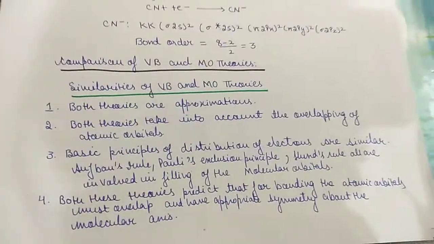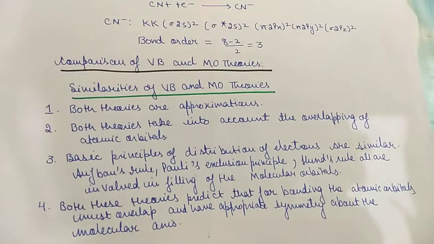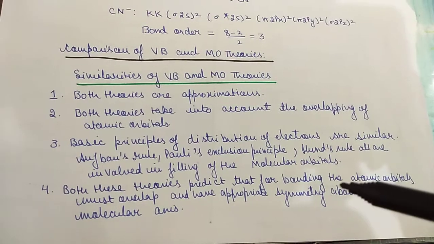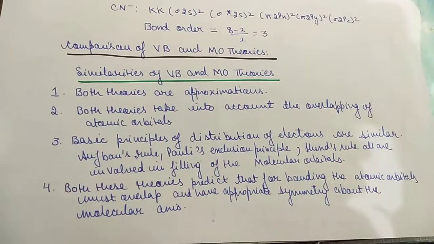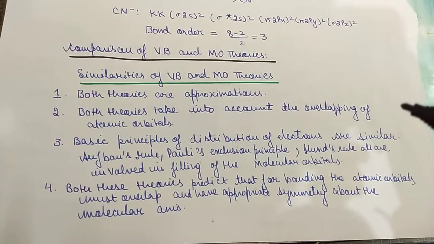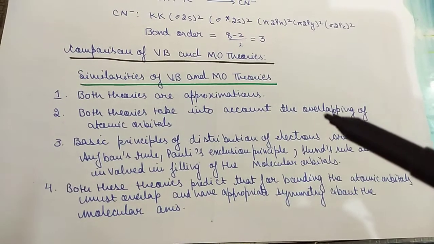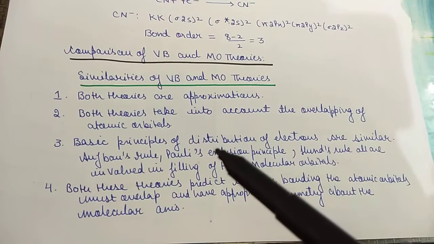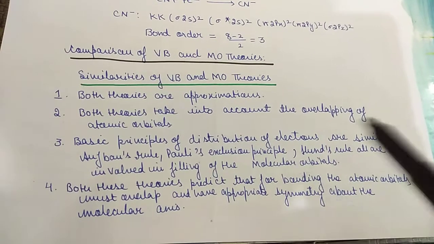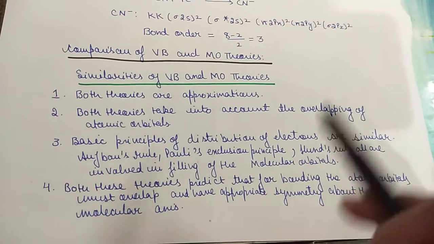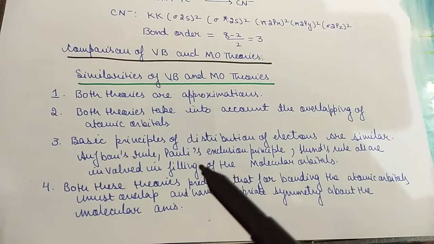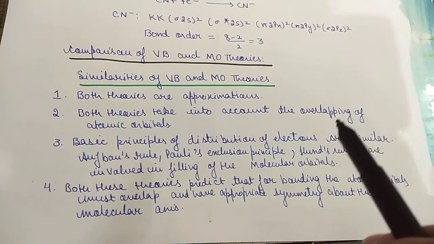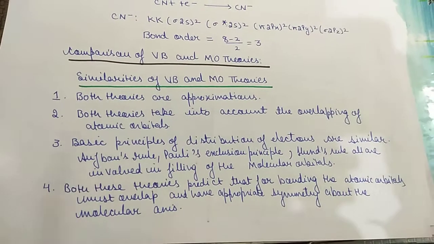Then next we have the comparison of valence bond and molecular orbital theory. First of all, we will see what the similarities between these two theories are. Both these theories are approximations. Both take into account the overlapping of atomic orbitals. Their principle for distribution of electrons is the same. They follow Aufbau's rules, Pauli's exclusion principle and Hund's rule of multiplicity. They are all involved in filling of the orbitals.